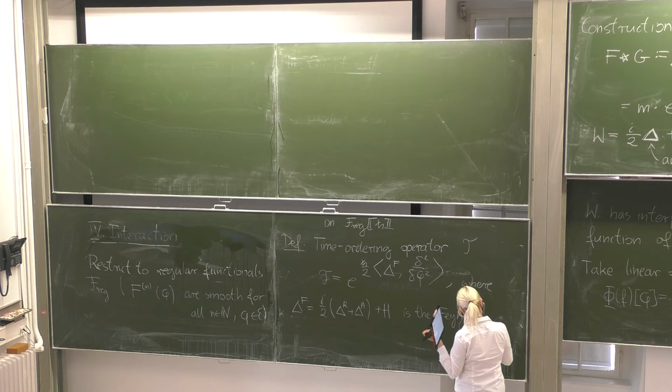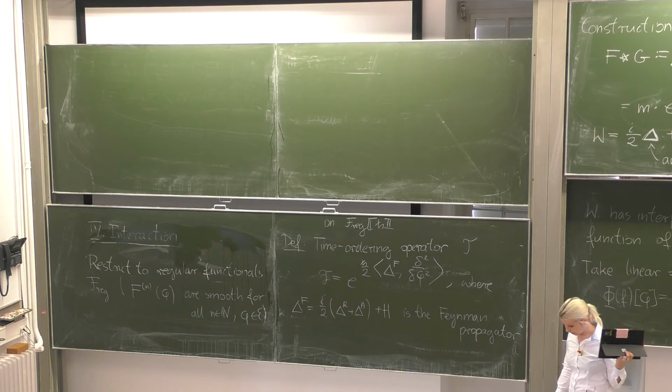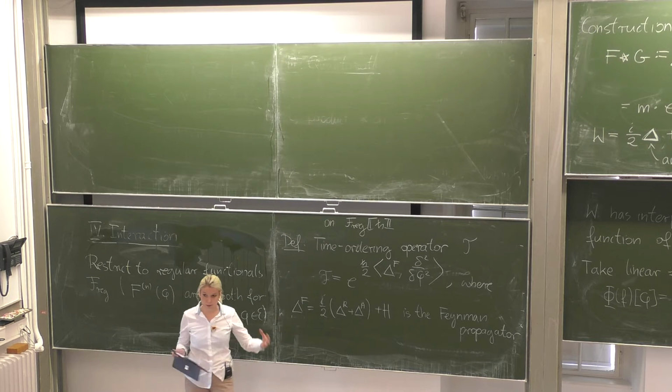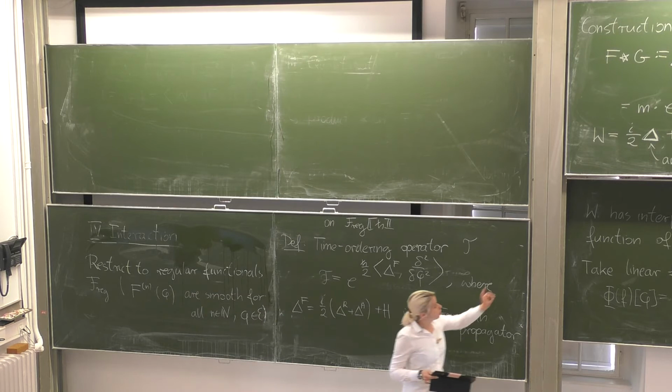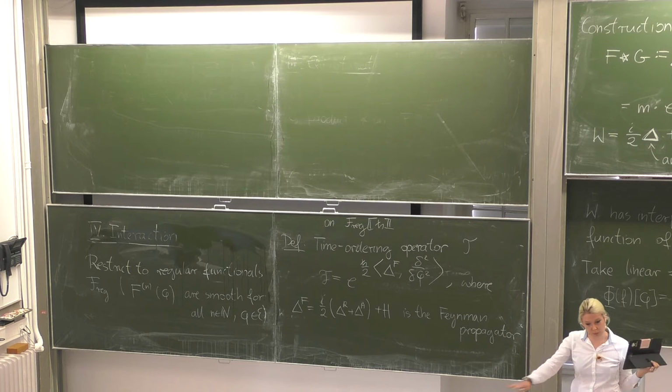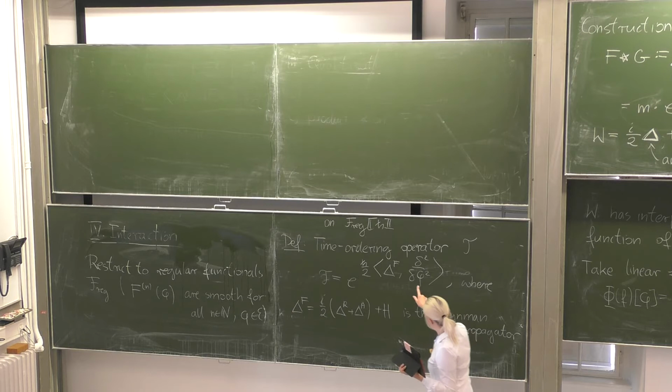Note that I'm working in this situation where my spacetime could be any globally hyperbolic manifold. So here, when I say Feynman propagator, I really mean the Feynman propagator associated to my choice of the two-point function. So I made a choice here for the star product, and then this implies what the choice for the Feynman propagator is going to be. But it's not only on Minkowski, this works also on curved spacetime. So that's the formula. And let's think about what it does, okay?